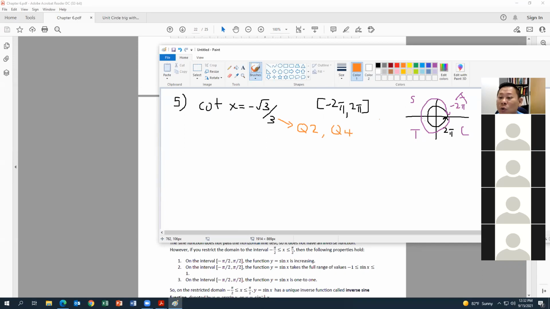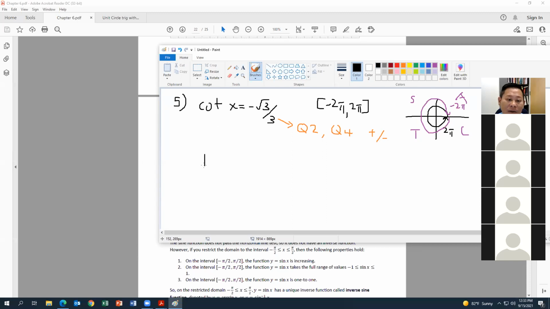So you will get 2 answers that are positive in quadrant 2 and 4, and you get 2 answers that are negative because you go clockwise, the purple one. So that means you will have 4 answers in this case. 2 of them are positive, and 2 of them are negative. So how do you figure this out? What is the value for it?